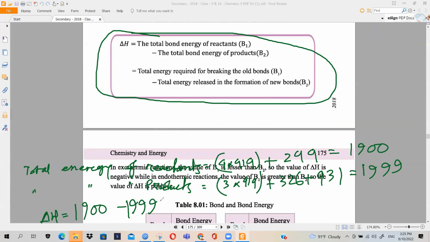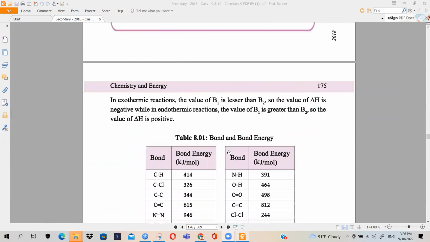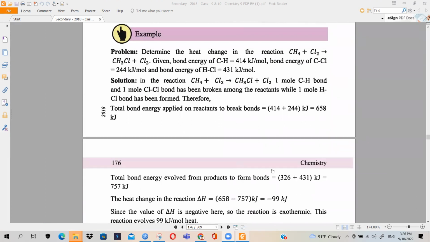So after doing all of it, we will get the answer to be minus 99 kilojoule per mole. Minus 99 kilojoule per mole. Okay. Done. Very good. All right, sorry about this wrong math, but I hope you have understood how to do this math.